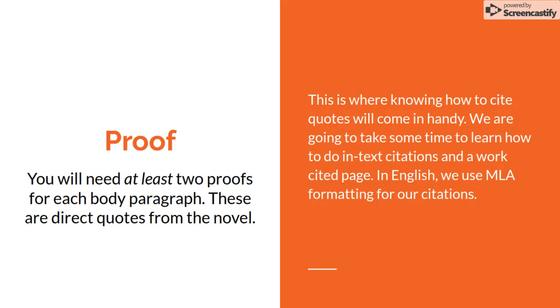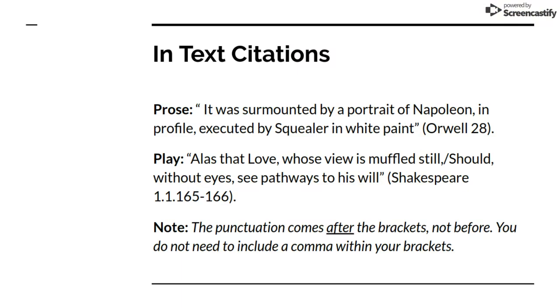Within those body paragraphs, you're going to need at least 2 proofs. These are direct quotes from the novel. And as we did in the first unit, as we did in the second unit, you're using MLA formatting. We're going to go into a little bit of detail because there's been some confusion around what that looks like. So an in-text citation is MLA, right? You have your little brackets after your quote. We're doing prose, not a play, so you kind of ignore that.